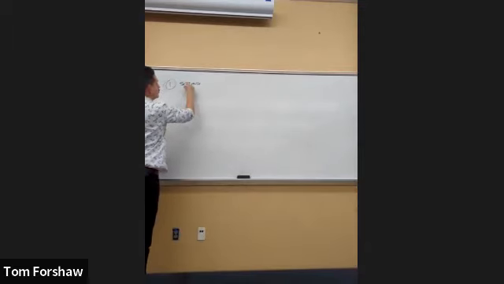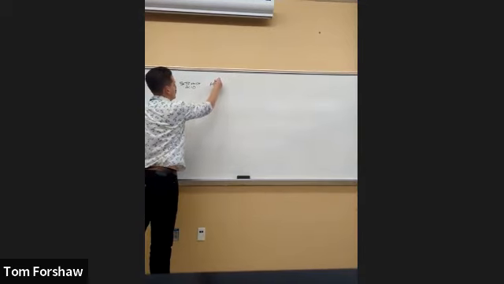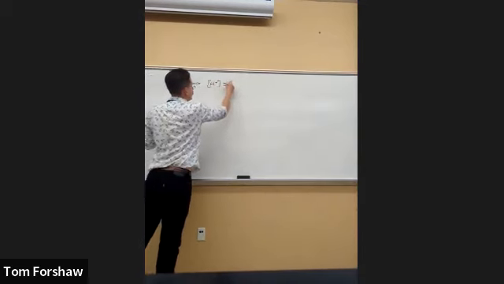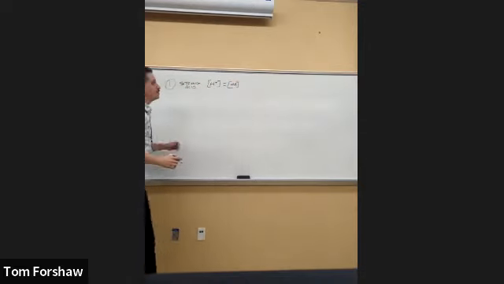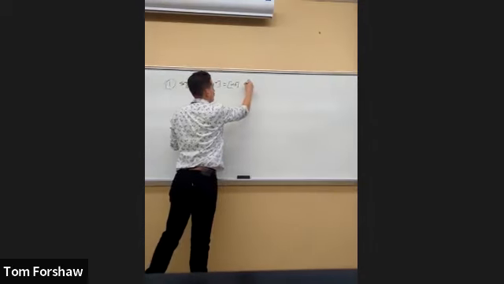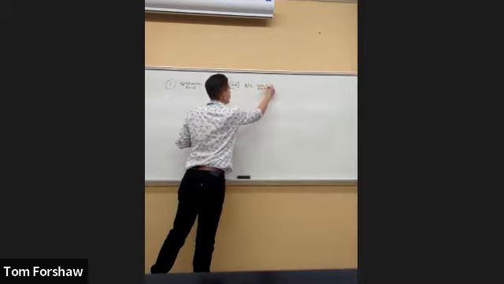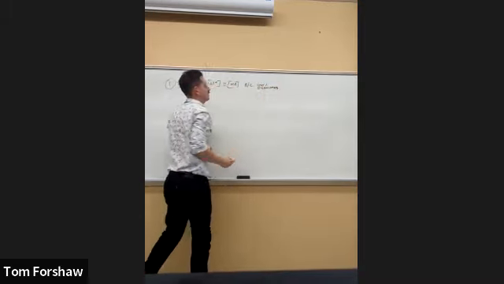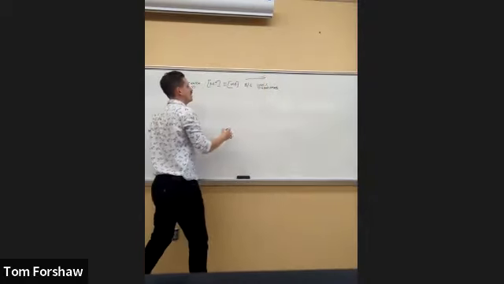Number 1, with a strong acid, the concentration of H plus is equal to the concentration of the acid, because it 100% dissociates. So I guess in a roundabout way, I have an equilibrium constant. It's just really, really big. So it's effectively 100%.